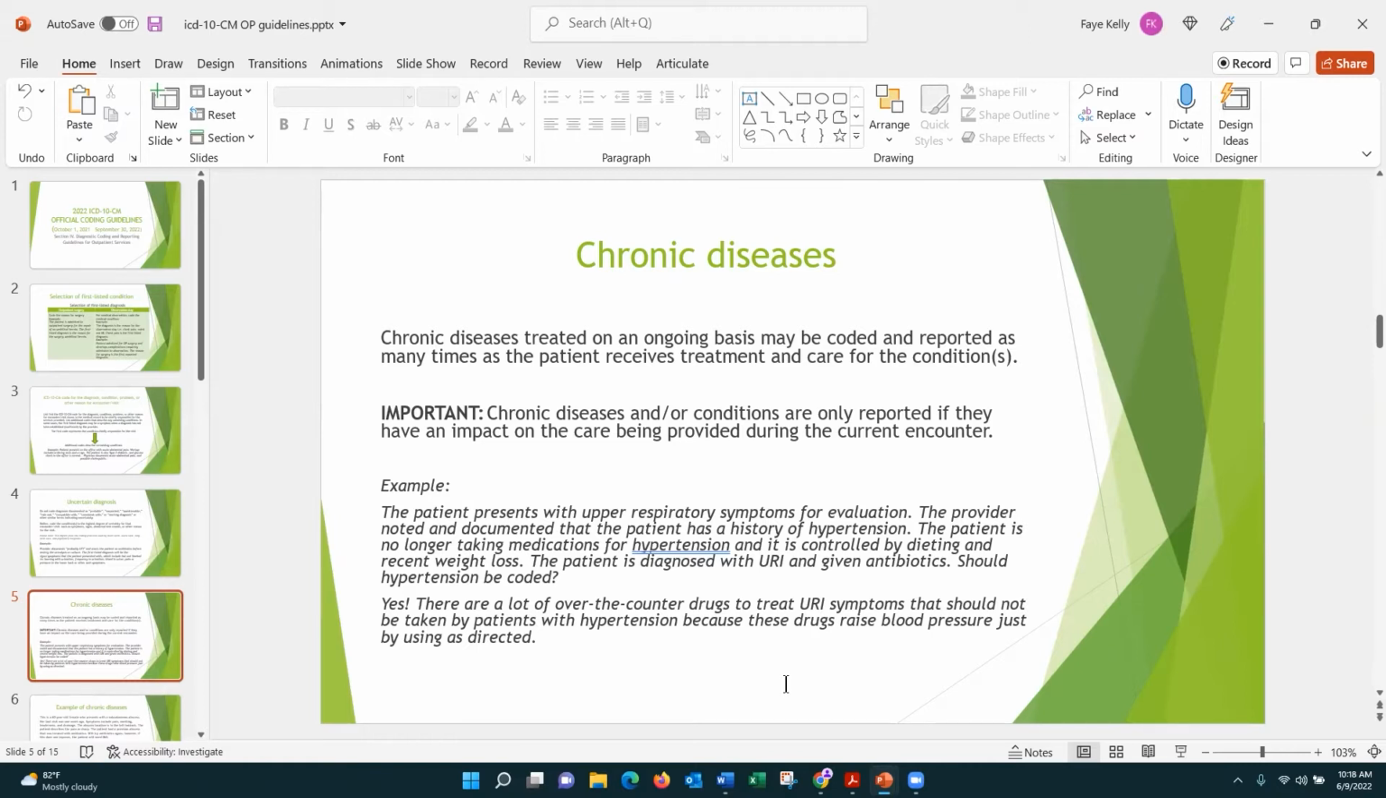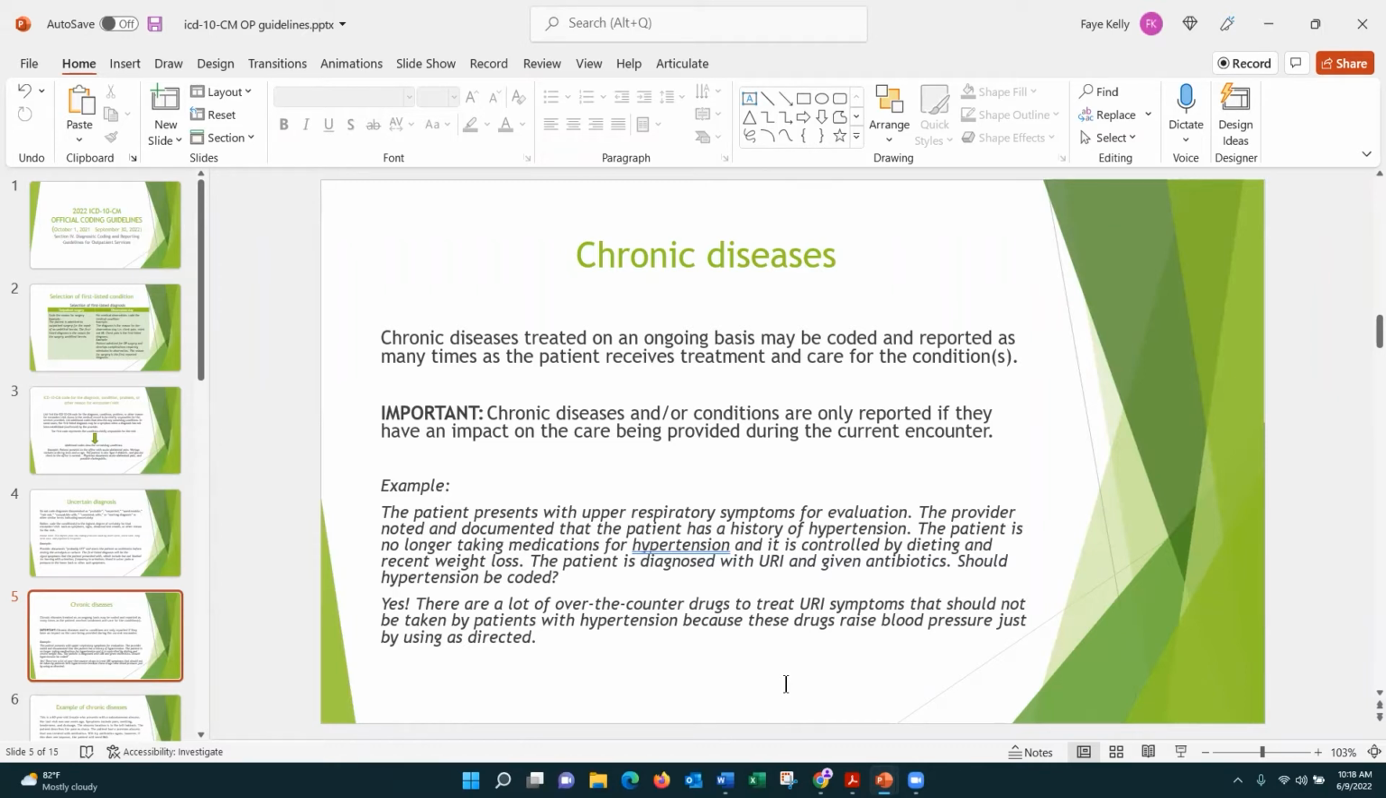All right, so let's look at an example. The patient presents with upper respiratory symptoms for evaluation. The provider noted and documented that the patient has a history of hypertension. The patient is no longer taking medications for hypertension, but it is controlled with dieting and recent weight loss. The patient is diagnosed with URI, upper respiratory infection, and is given antibiotics.